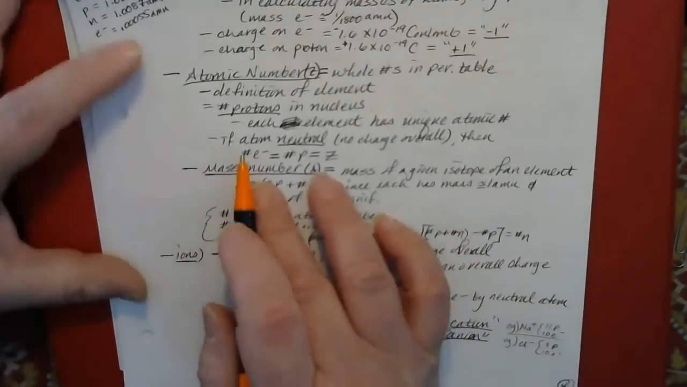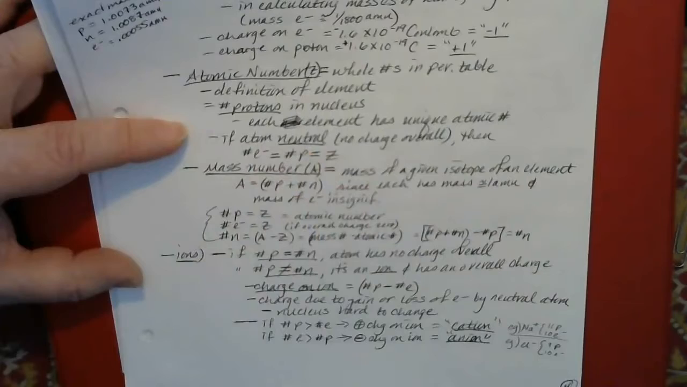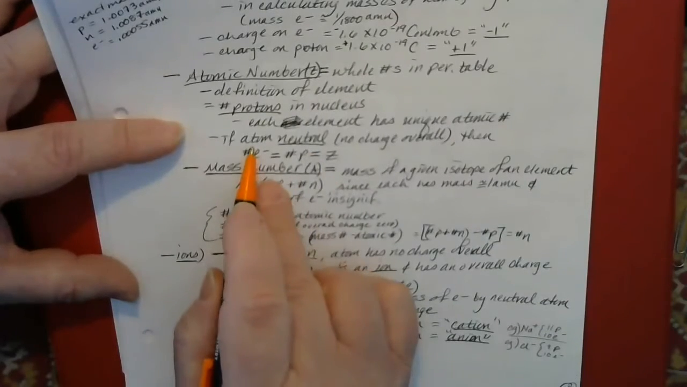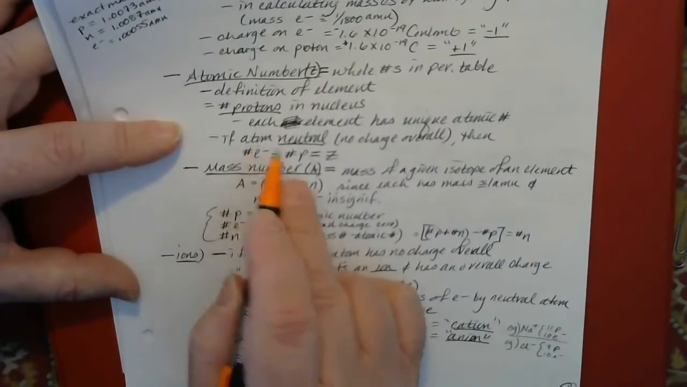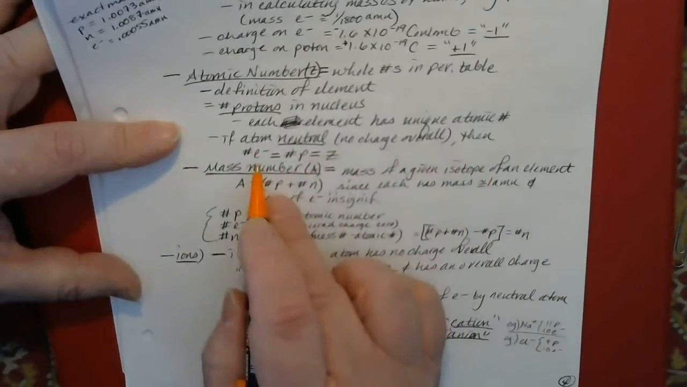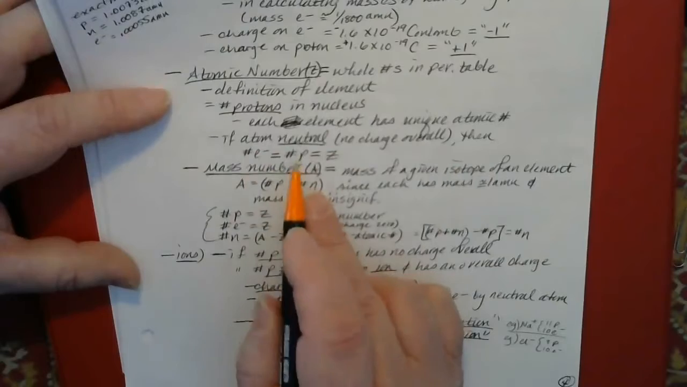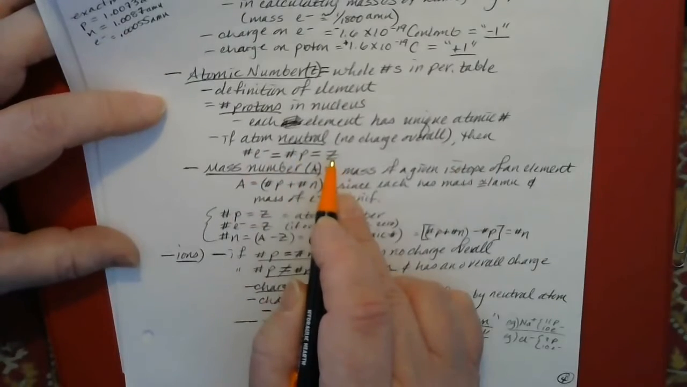If an atom is neutral, and actually that's kind of redundant because by definition, an atom is electrically neutral, that is no overall electrical charge, then that means that the number of electrons must be equal to the number of protons, and the number of protons is equal to the atomic number.